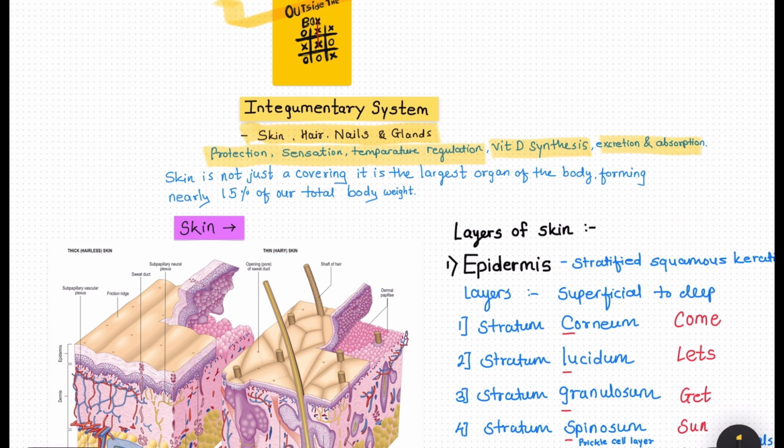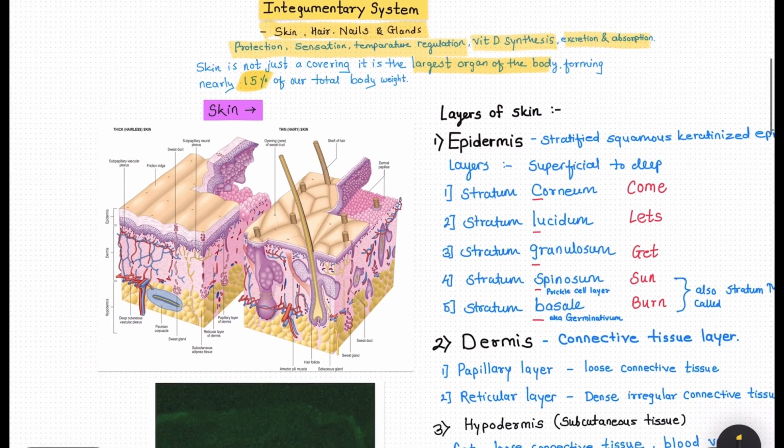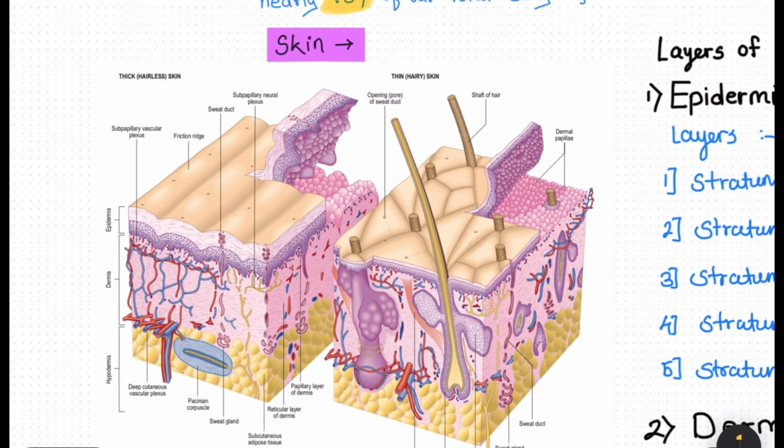So skin is not just a covering, it is the largest organ of the body, forming nearly 15% of our total body weight. Okay, so skin जो है, this is the largest organ of the body and ये 15% of the total body weight को form करता है. So this is organization of skin.